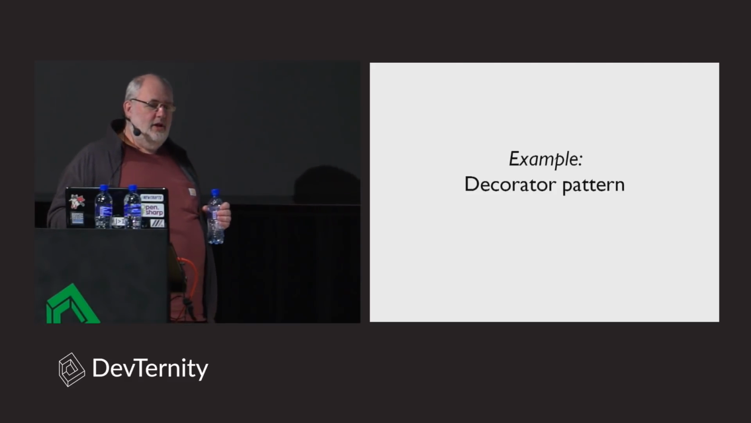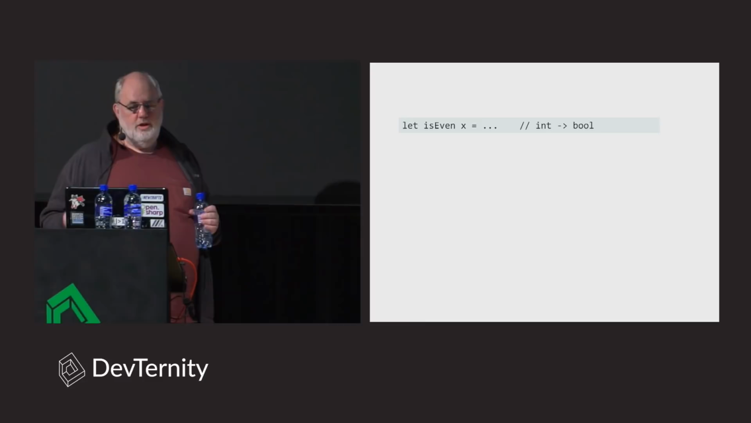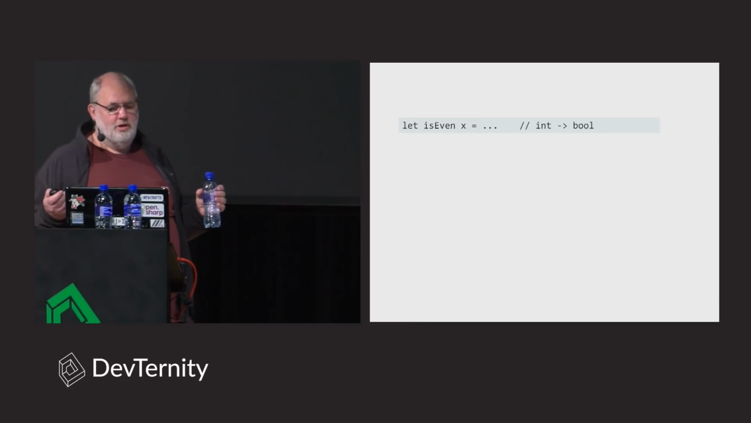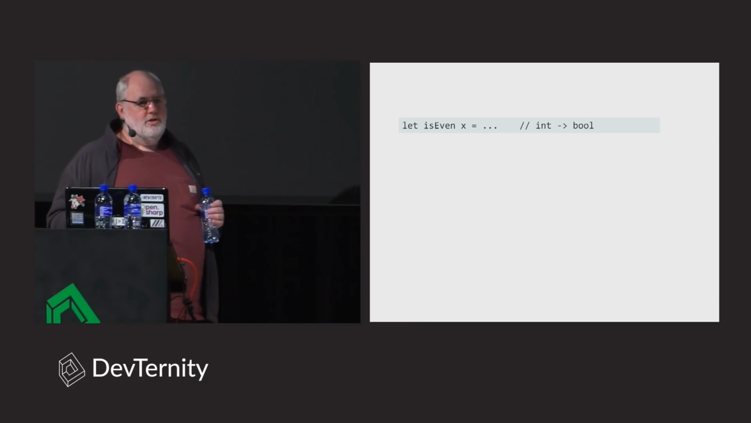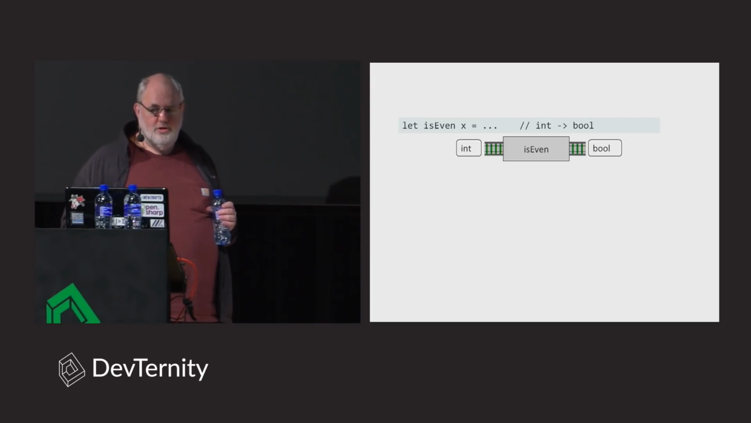The decorator pattern is a classic thing where you have an interface and you want to change something and keep the same interface by adding extra code into it. So let's say we have an is-even function. It's a kind of boring function. It takes an integer and spits out whether it's even, a Boolean. So int to bool. And I'm going to represent it like a little railway track here.